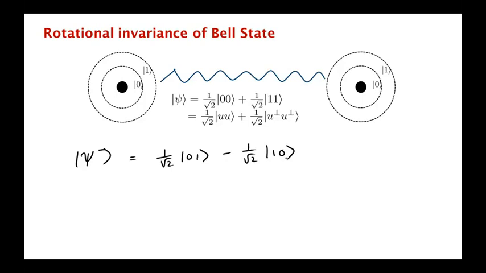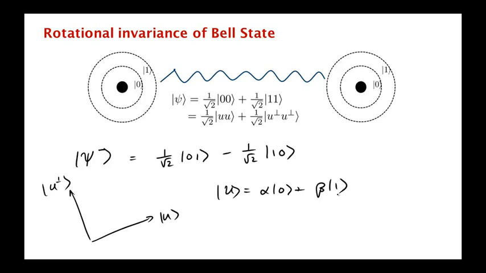And this Bell state is actually invariant under any change of basis. If you measure it in U,U perp, where U is now of the form alpha 0 plus beta 1, where alpha and beta are complex numbers, and U perp is minus beta star 0 plus alpha star 1. These are complex conjugates. Of course, they satisfy this condition, alpha squared plus beta squared equal to 1.